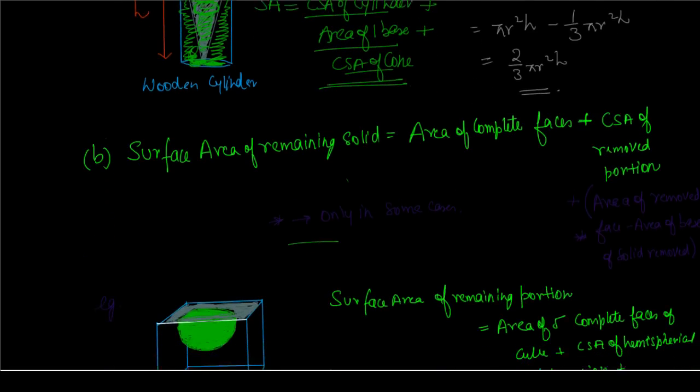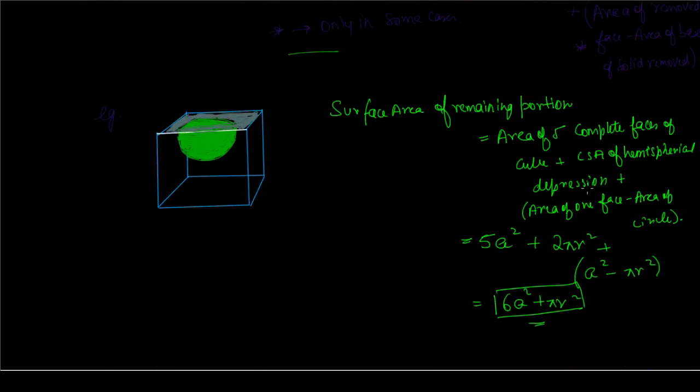But let's take another case. Suppose I have a wooden cube, and from this wooden cube I have removed a hemispherical depression. So the surface area of the remaining portion here will be slightly different. It will be the area of 5 complete faces. That is perfectly fine. This face and then this face, then this face, then this face and this face. So 5 complete faces will be there.